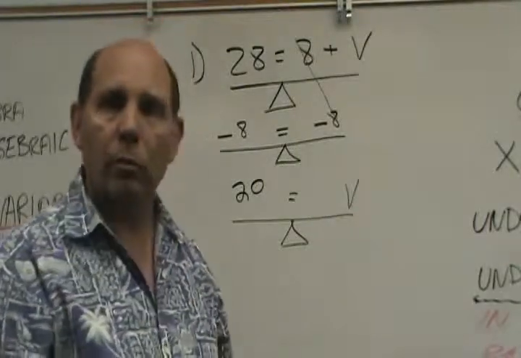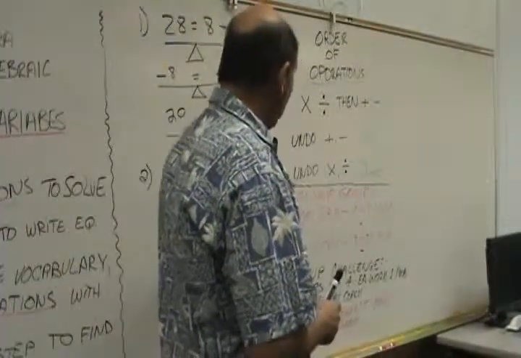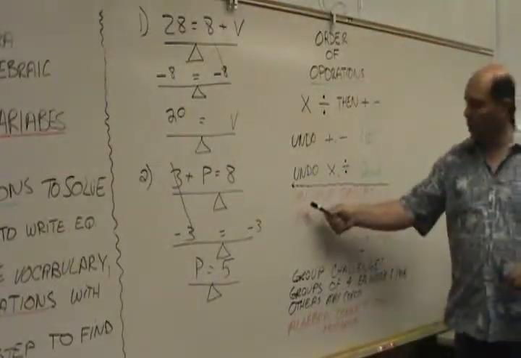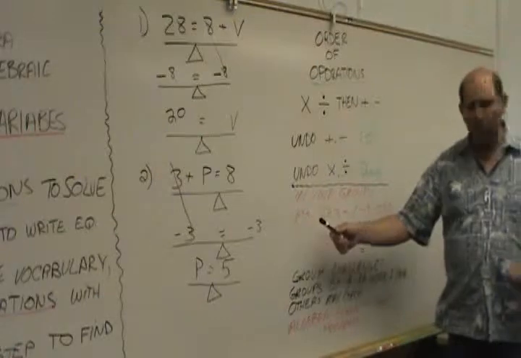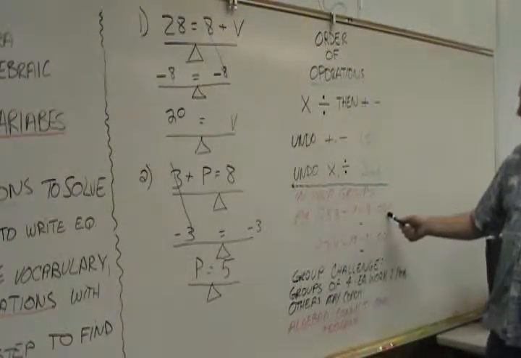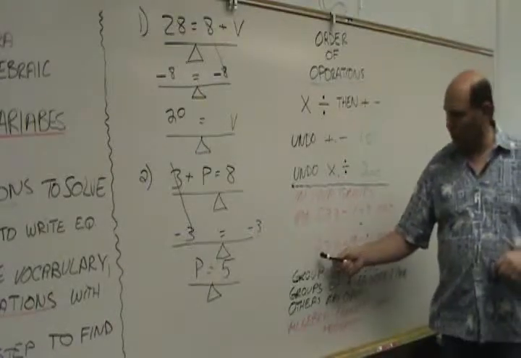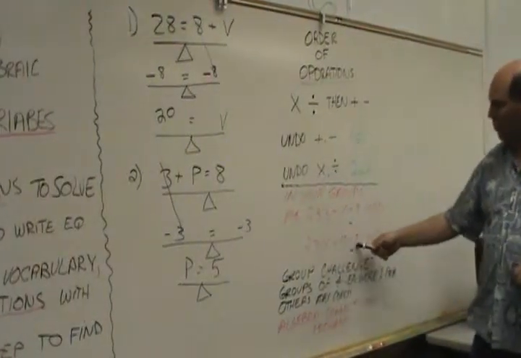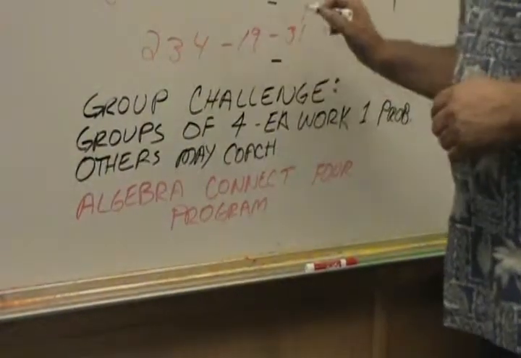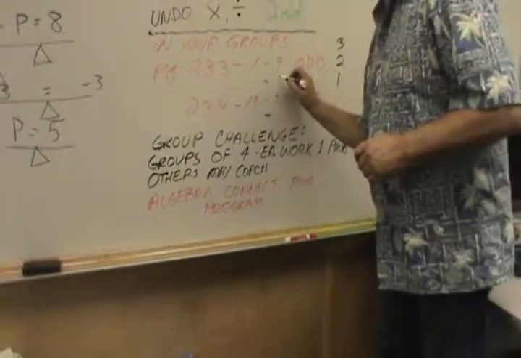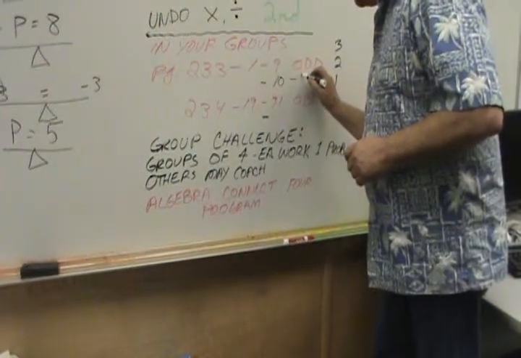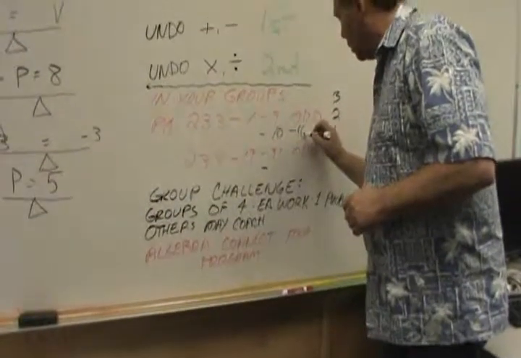Any questions? Okay, now you're in your groups, and I want you to go ahead and work the assignments on page 233, 1 through 9 odd. And you're going to work on page 234, 19 through 31 odd. Okay, now for the group challenge, you're going to have 2 sets. The very first set is going to be 10 through 16.